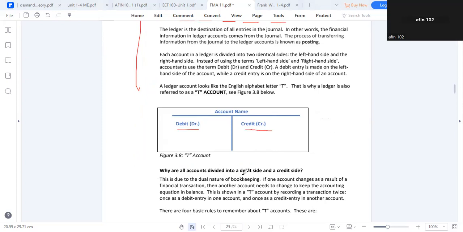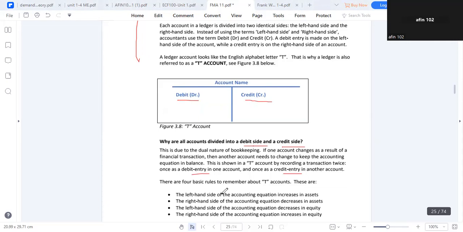So why are all accounts divided into the debit side and the credit side? This is due to what we call the duality concept of bookkeeping, which simply states that for every debit entry, there should be a corresponding credit entry. So the T account has 4 basic rules. Number 1, the left side increases assets. Remember, I said we have pairs. So the left side increases all assets, the right side decreases all assets. So if you want to increase assets, we debit. If you want to reduce it, we credit.